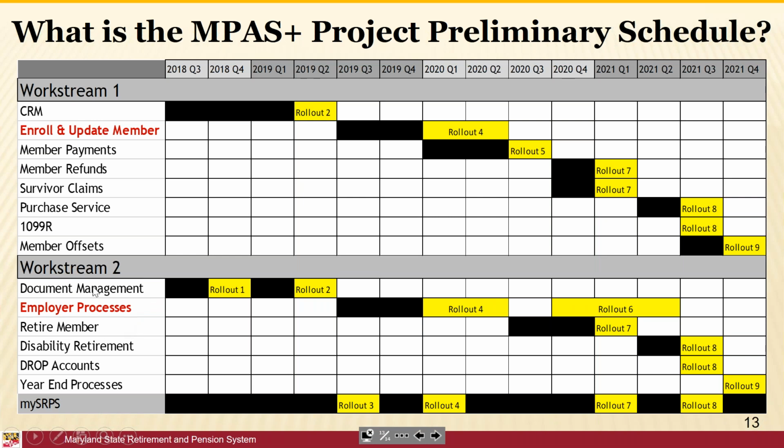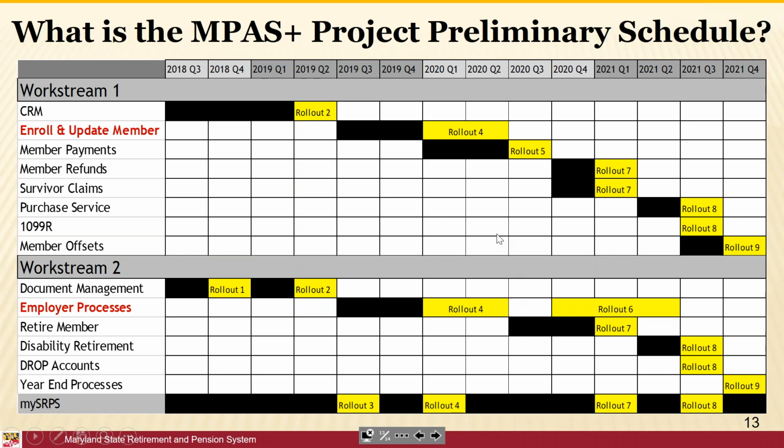Employer processes, so again, this is a big change, or a big process for employers, and this is where it will impact you as employers most, so we highlighted that in red for you. How we retire a member, our disability process, our drop accounts for our state police and law enforcement officers pension system. We have some year-end processes that we'll be looking at. And then the very bottom is the mySRPS. So as I said, we're looking to roll that out here in 2019.